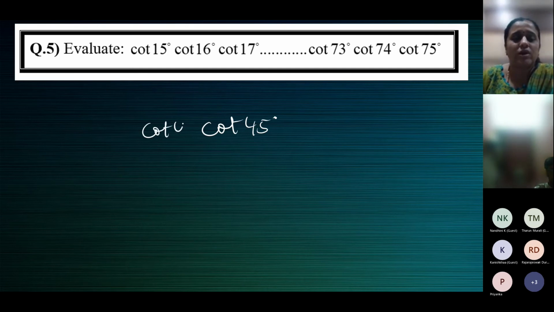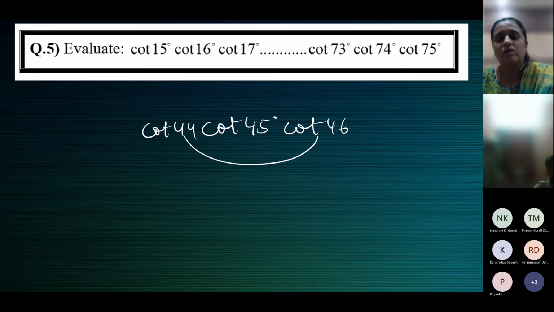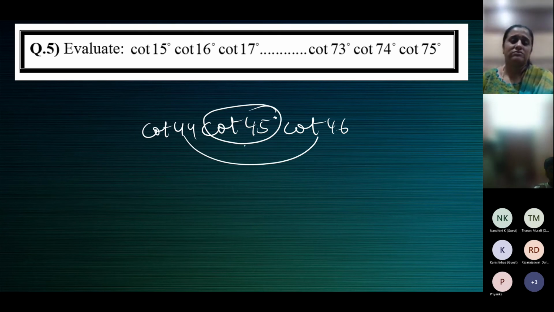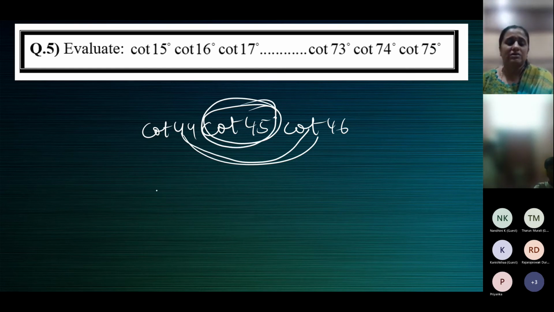So on this side, it will be cot 44. On this side, it is cot 46. So the last pair will be cot 44 and 46, and cot 45 will be left in the middle.